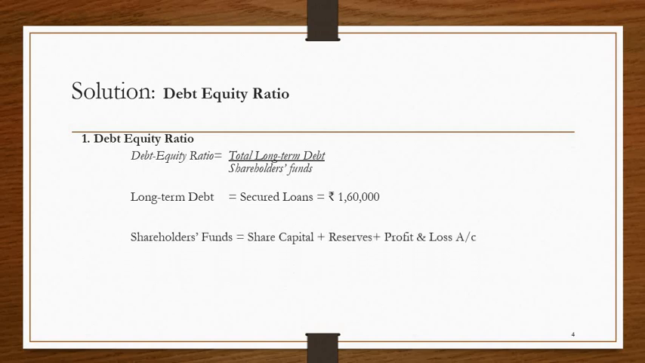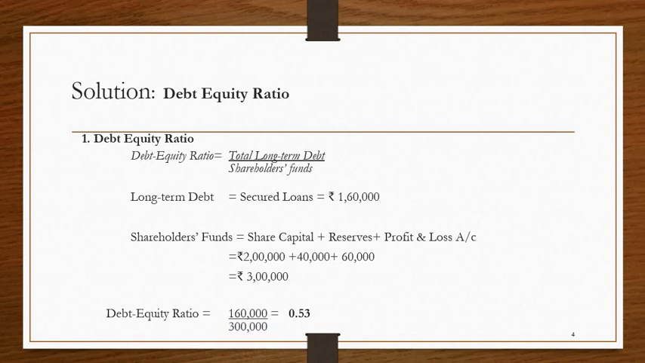Shareholders fund is equal to share capital plus reserves plus P&L account. So equity share capital is rupees 2 lakh, reserves is 40,000, P&L account is 60,000. So the total is rupees 3 lakh. Then apply the values. Debt equity ratio is equal to total long-term debt 1 lakh 60,000 divided by shareholders fund 3 lakh. So the debt equity ratio will be 0.53.